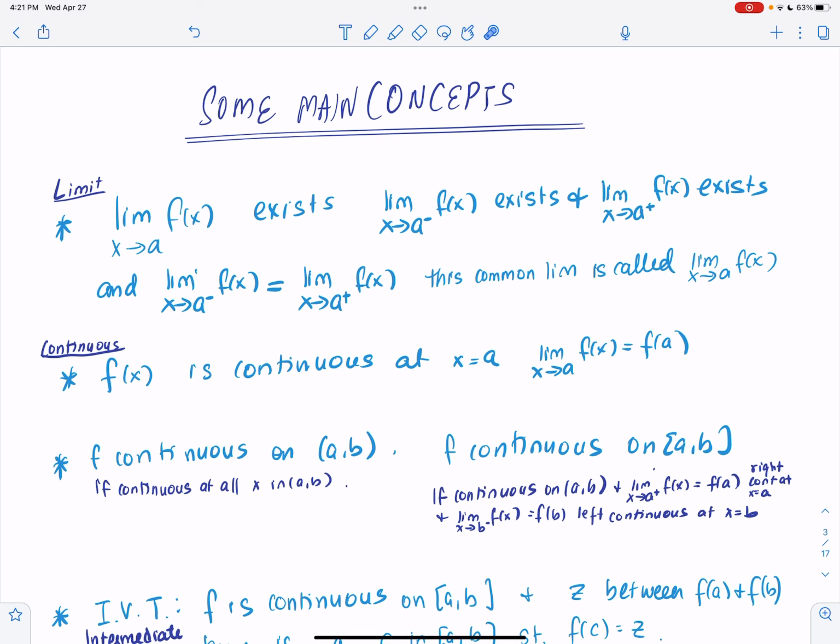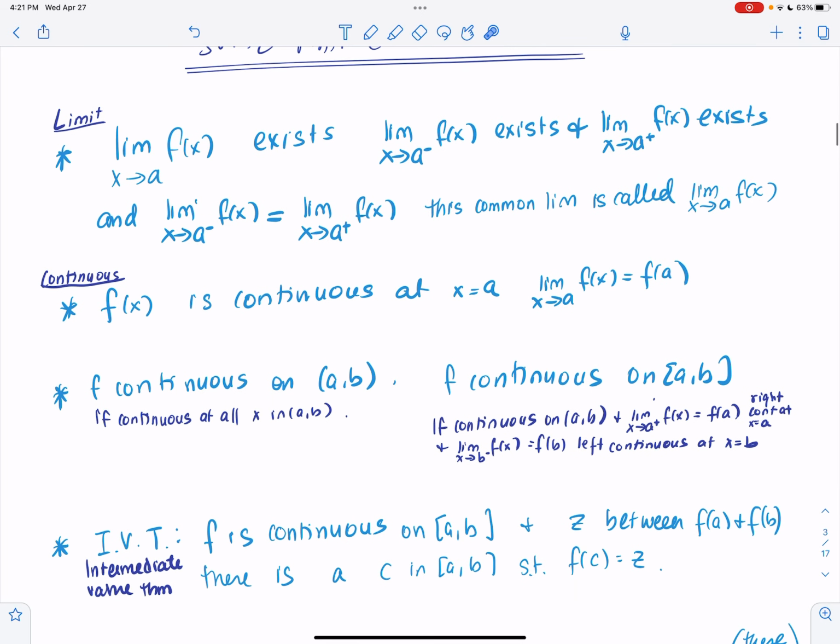Okay? Now, when do you say a function f is continuous at a point? A function f is continuous at a point x equals a if the limit as x approaches a exists and that limit is equal to the function value at a. Okay? So that's what you need for a function f to be continuous at x equals a.